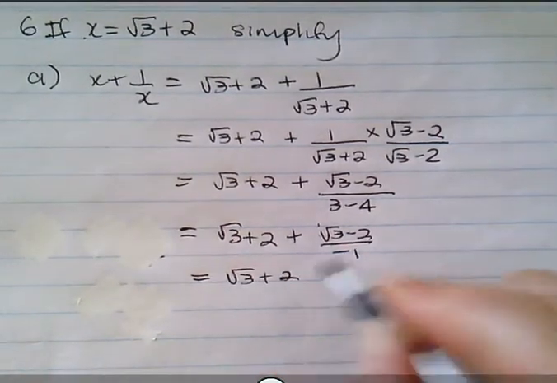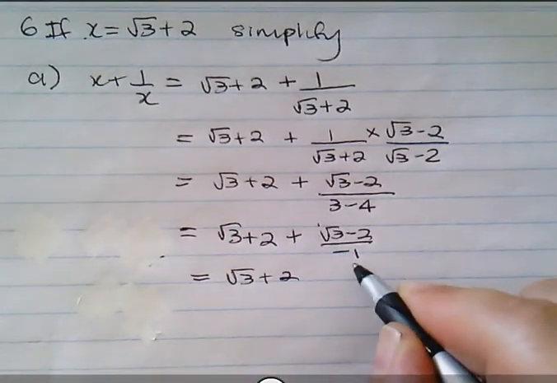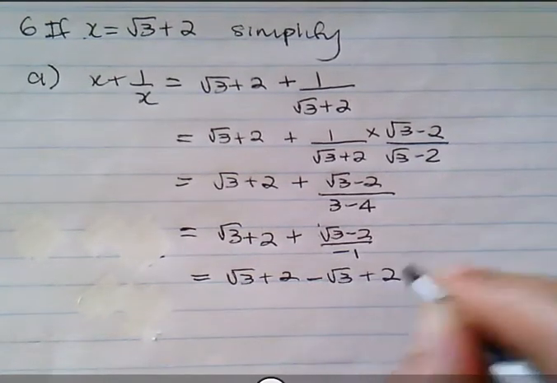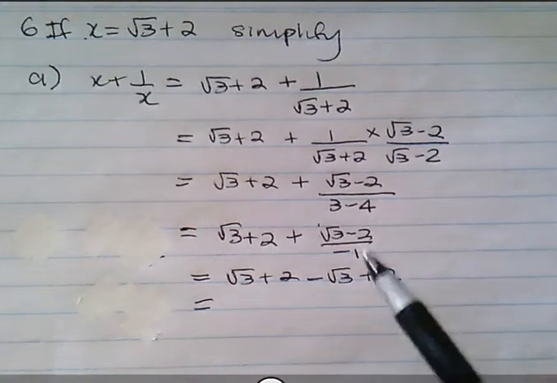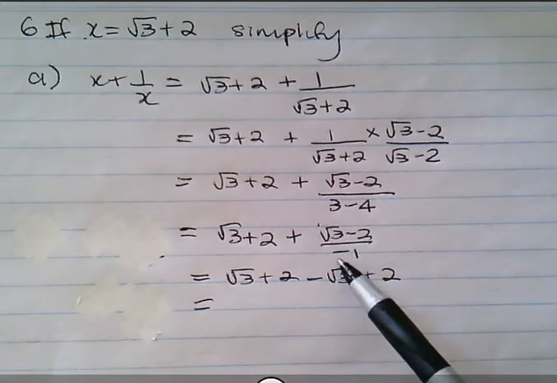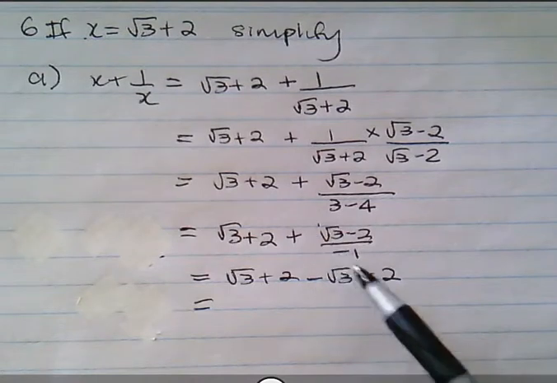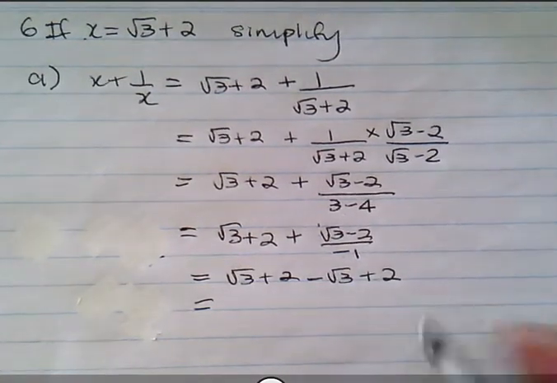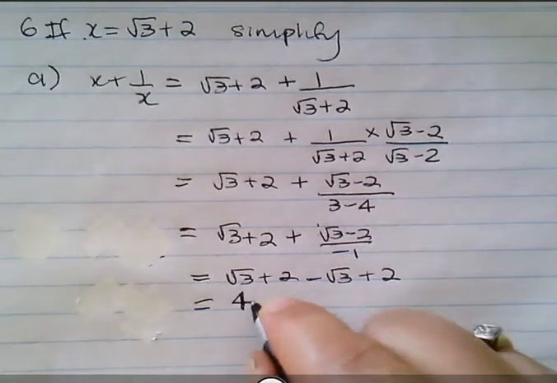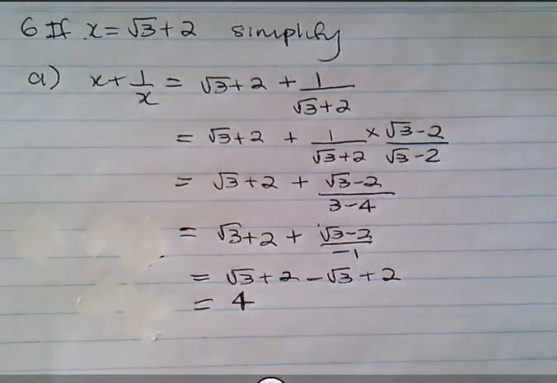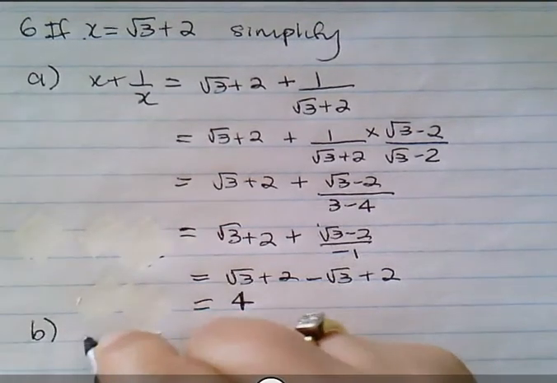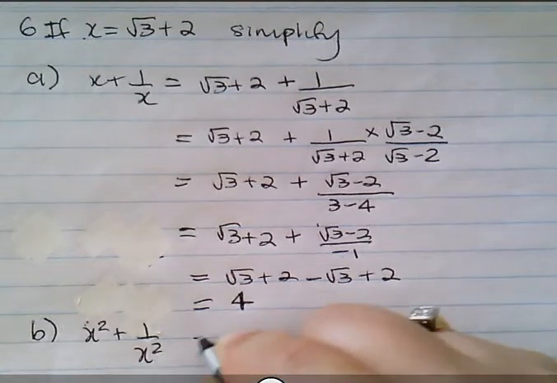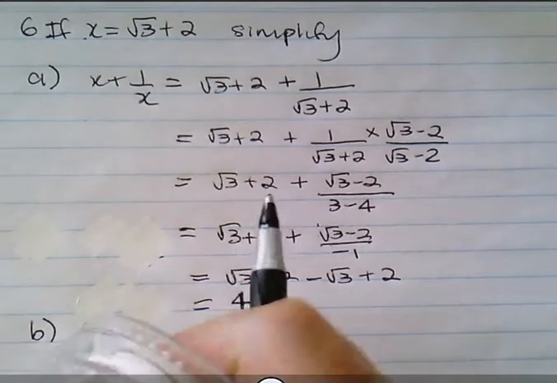Root 3 plus 2, what's this going to be? Minus root 3 plus 2. Okay with that? Because root 3 divided by negative 1 is, or you can just bring that minus up there. Alright? So what have we got? 4. So x plus 1 on x is 4. Next thing is, wasn't it x squared plus 1 on x squared? So working that out.